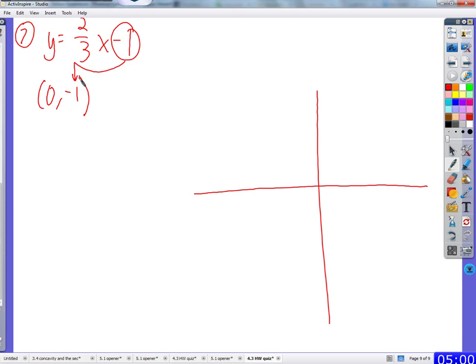Okay, it goes right there. Every time you can just do 0, comma, that number, because if you plug in 0 for x, it'll go away. All that's left is the constant.